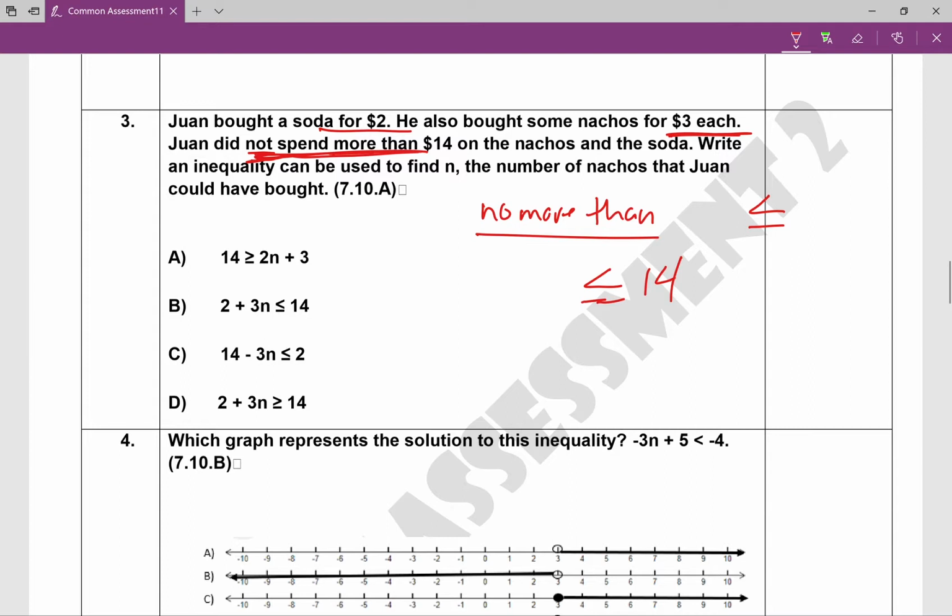So I can immediately eliminate A and C. Now I know the 3 each will be the same as 3x, or in this case, 3n. So which one has that? It's B. It has to be B. So it'll be $3 per nachos plus the $2 for the soda. It has to be less than or equal to 14. Any questions on that one?